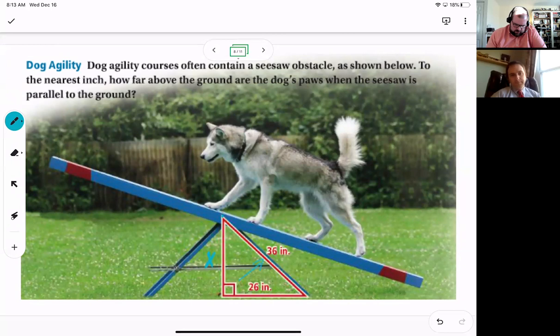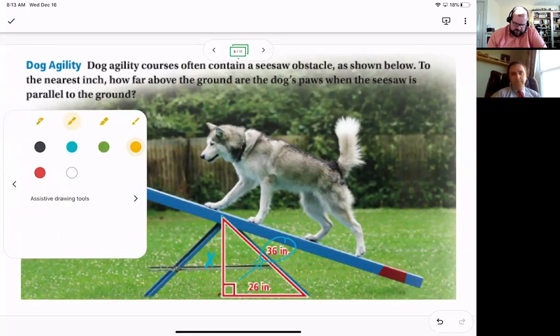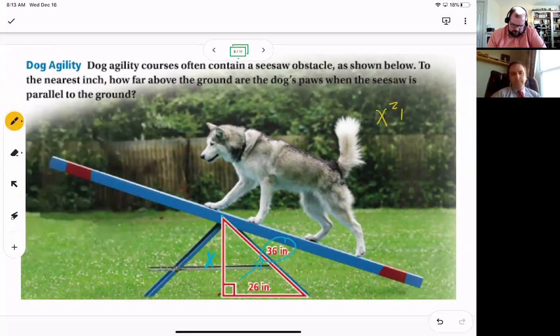And there's my hypotenuse. Right. This is also a right angle. So we could use the Pythagorean theorem for this and say x squared plus 26 squared is equal to 36 squared. You chose some nice ones for us. So this was 676? Yes. And then 36 squared is going to be 1296. That's way faster than me doing that in my head.